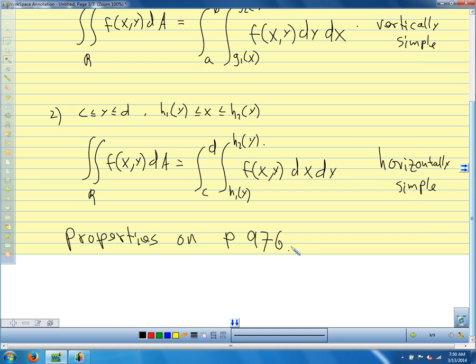So on page 976, I go through the properties of double integrals. And they're very similar to the properties of single integrals. We can add them, we can subtract them, we can multiply by a constant, we can divide one by the other, that kind of thing. Is anything different? Not really.